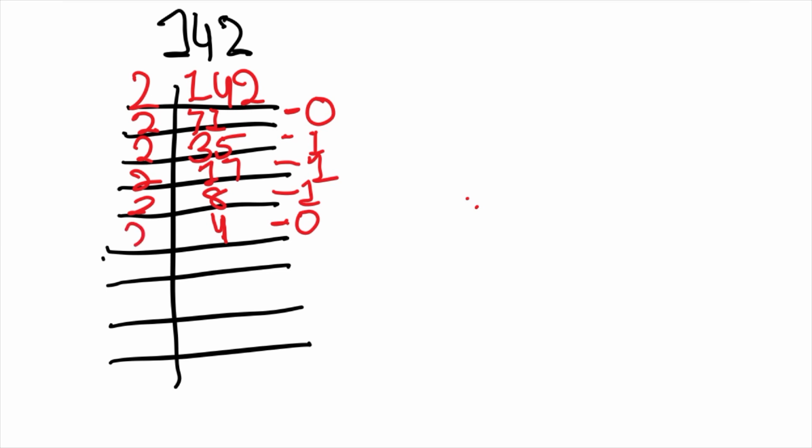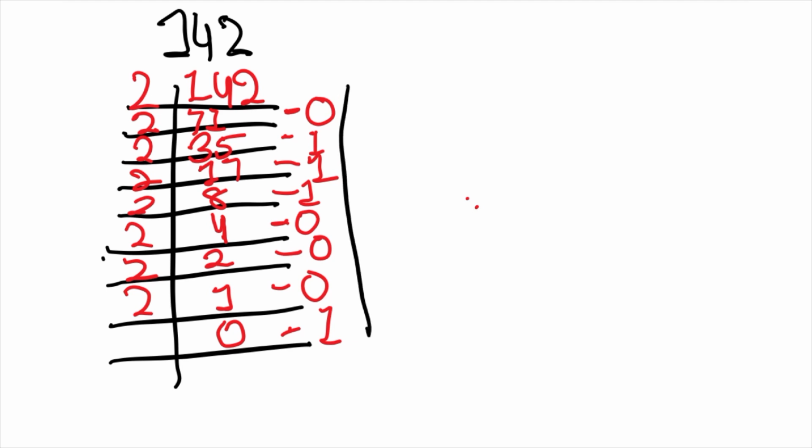4 can be divided by 2, so 2 2s is 4, remainder is 0. 2 1s is 2, remainder is 0. And now what we're going to do is divide that 1 by 2 as well. So 2 zeros is 1, and it would have a remainder of 1. So we need to do the successive division by 2 of the denary number until we get 0. Now what we're going to do is write these remainders from bottom to top.